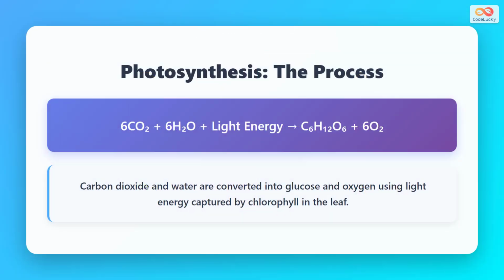Photosynthesis is the fundamental process by which leaves produce food for the plant. The equation for photosynthesis is 6 carbon dioxide plus 6 water plus light energy yields glucose plus 6 oxygen. In simpler terms, carbon dioxide from the air and water from the soil are converted into glucose, which is a sugar that the plant uses for energy, and oxygen, which is released into the atmosphere. This process is powered by light energy, captured by a green pigment called chlorophyll in the leaf.